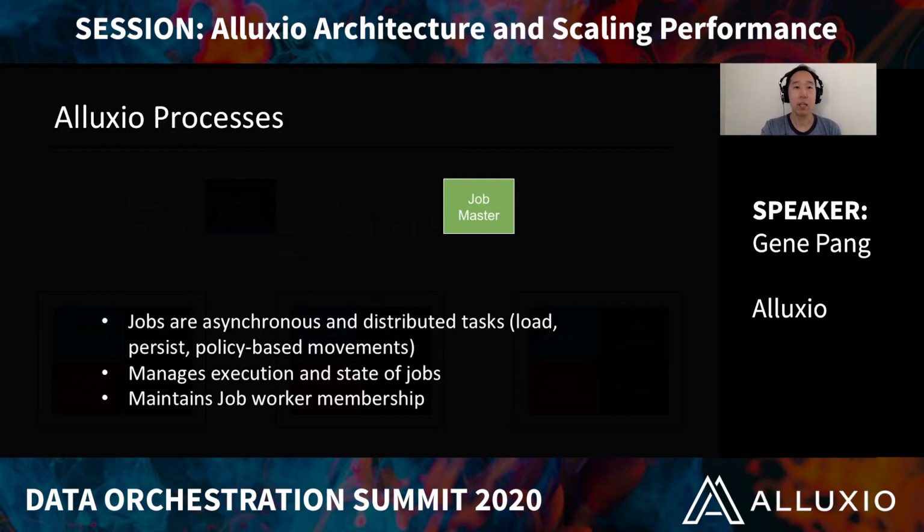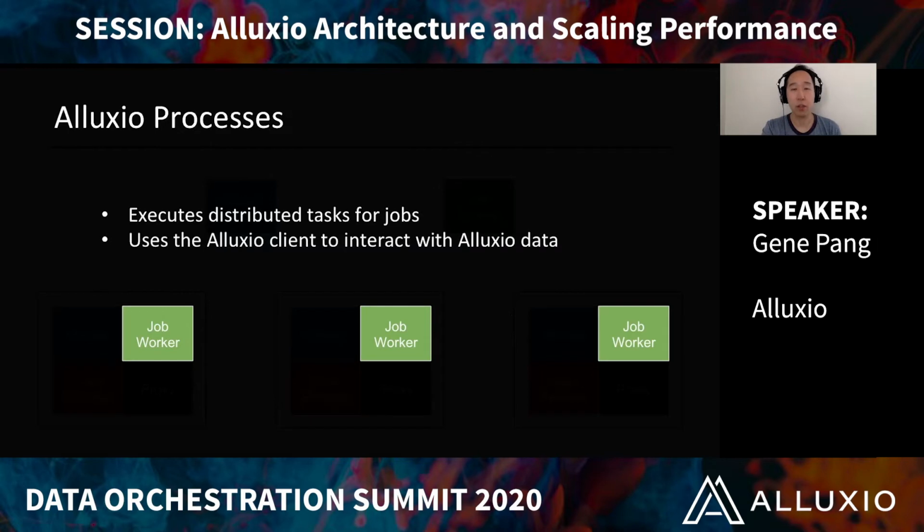The job master is primarily dealing with metadata of jobs. And jobs are these asynchronous and distributed tasks within Alluxio, which can be executed within Alluxio. Some examples are loading the data, writing out the data, persisting the data, moving data around via some policies. So these are the types of jobs, and the job master is primarily dealing with the metadata for the jobs. They manage the execution and the state of the jobs, and they also maintain and manage the information about the job worker membership.